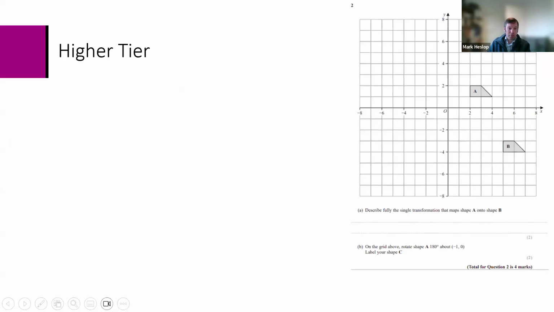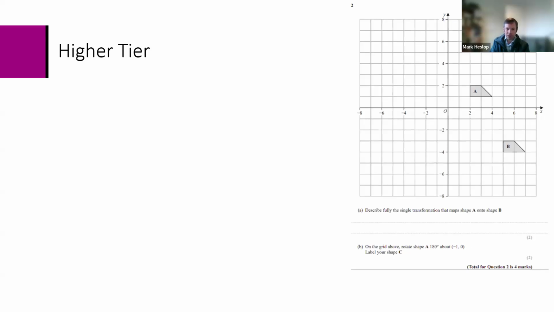Okay, transformations. Often one that students do struggle with, describing transformations, but in this case here, not for the reason you think. So A, describe fully the transformation that maps shape A onto shape B, and on the grid, rotate shape A 180 degrees, label your shape C, about a non-zero origin.